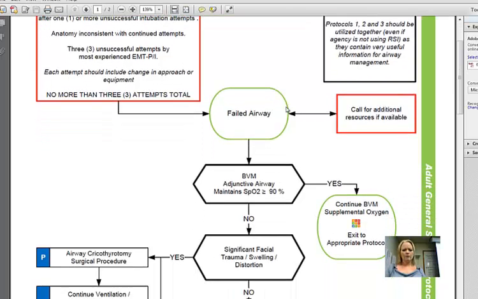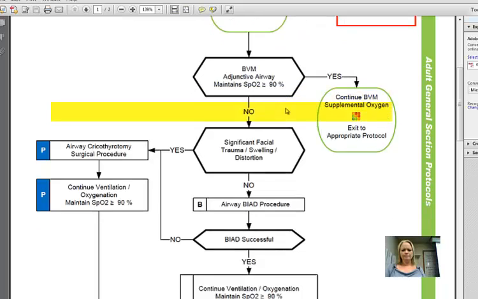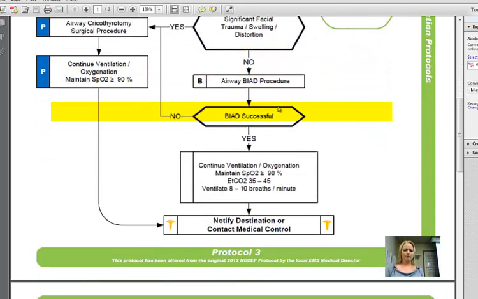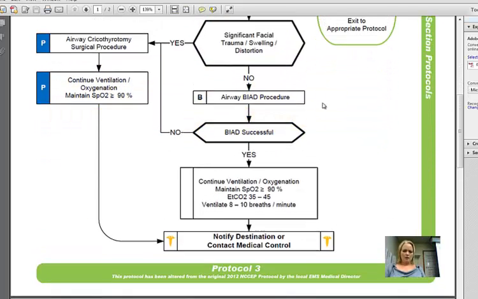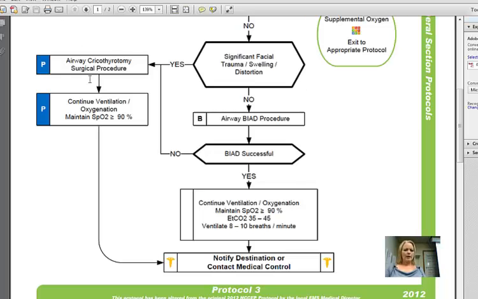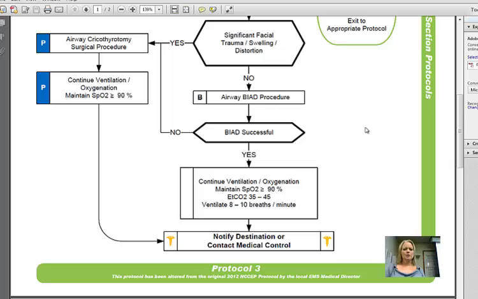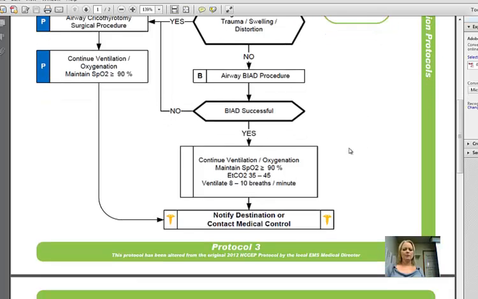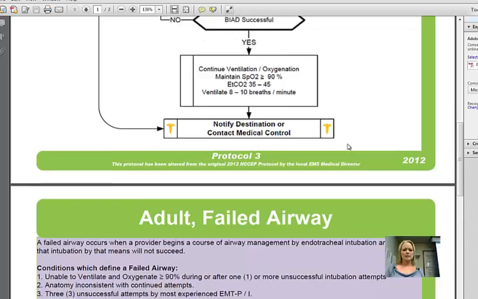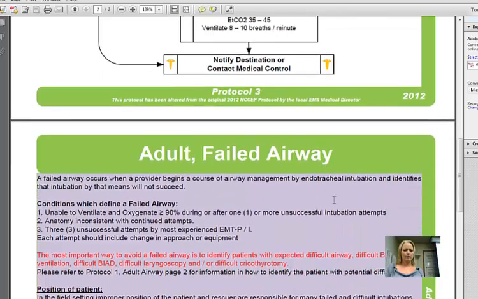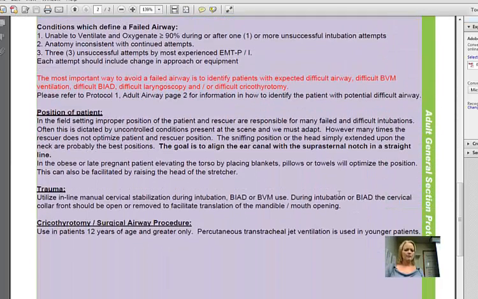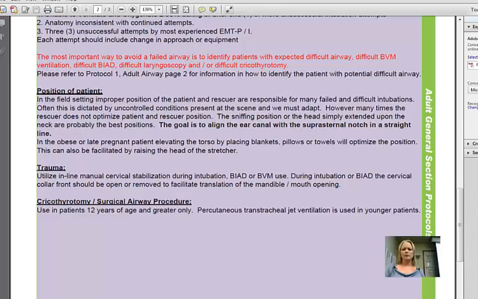All right, the adult failed airway protocol. Again, there's nothing really different on this one from the 2009 protocol. It's got the definition of a failed airway, the option for a surgical airway, or the option to just use a bag valve mask if you're able to do that, maintaining the end tidal between 35 and 45. And then again, there's just information on here about difficult airways.